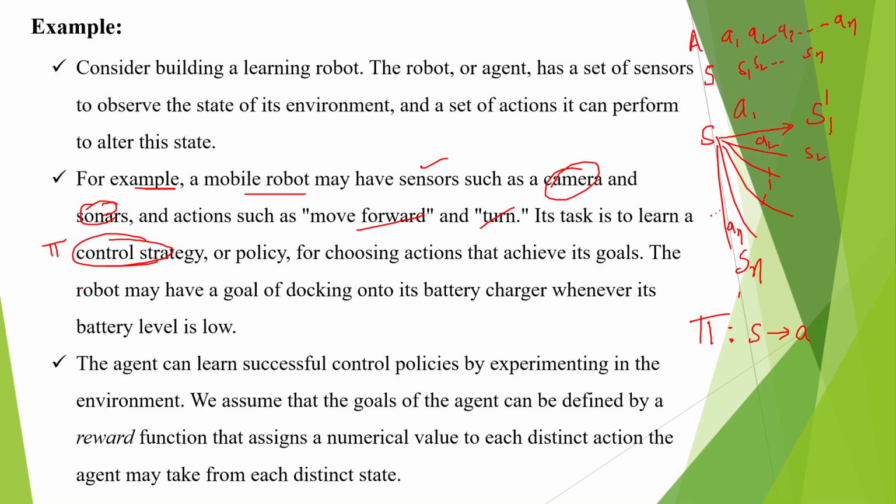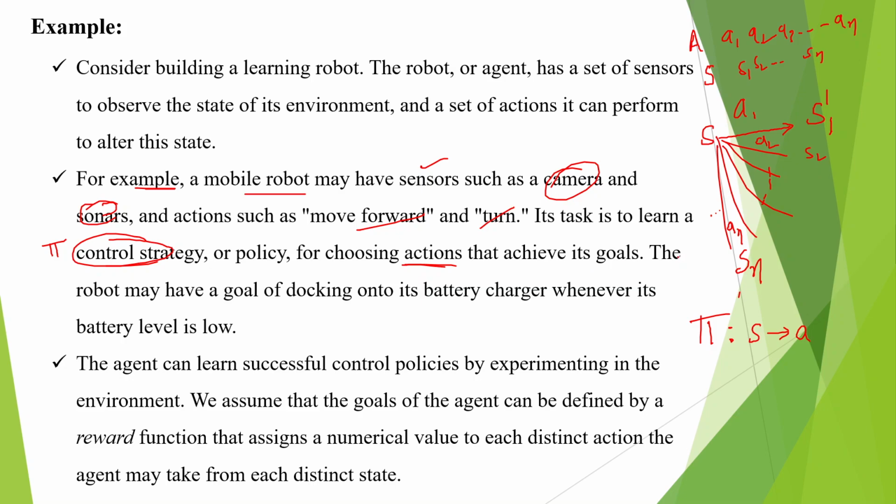Hopefully you understood. So control strategy, or sometimes we also call it control policy, is for choosing an action. Already I told you what it will return: the action that achieves its goal. It may directly give the goal state, or it may lead towards the goal state. That type of action only we have to choose every time, and how does that selection happen? By applying the control strategy pi.